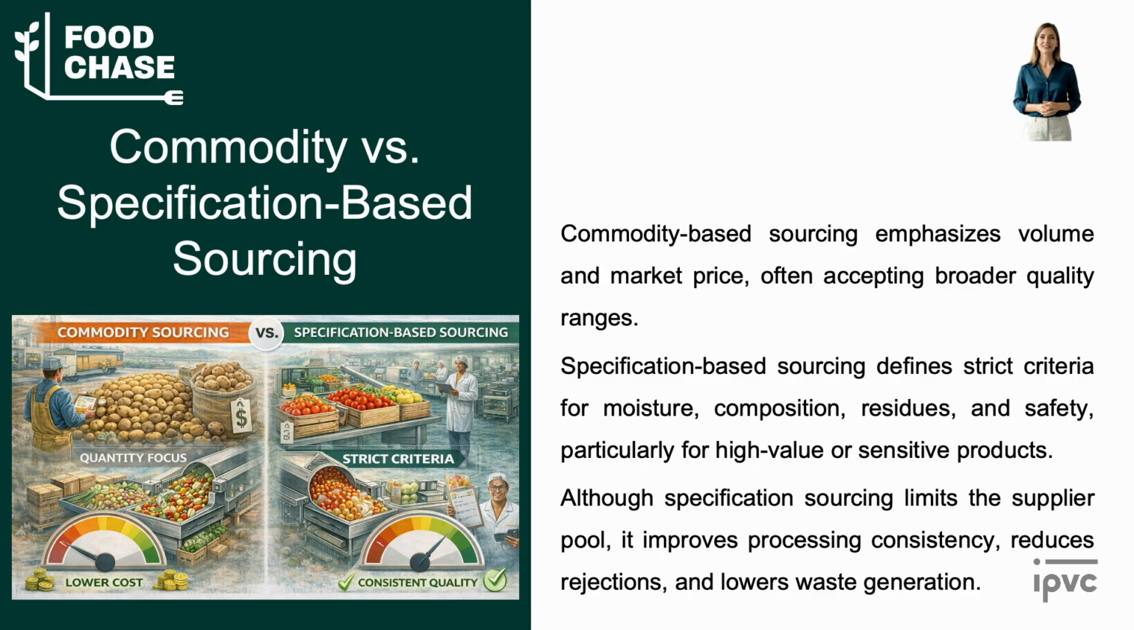Commodity-based sourcing focuses primarily on volume and market price, often allowing broader quality ranges. Specification-based sourcing, by contrast, defines strict criteria for moisture, composition, residues, and safety. Although this limits the supplier pool, specification sourcing improves processing consistency, reduces rejections, and lowers waste, especially for high-value or sensitive products.